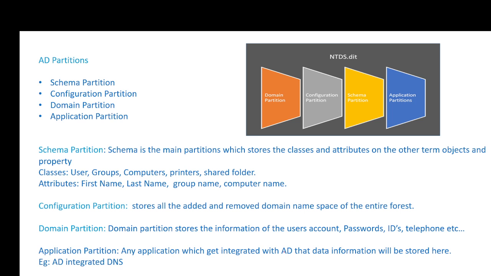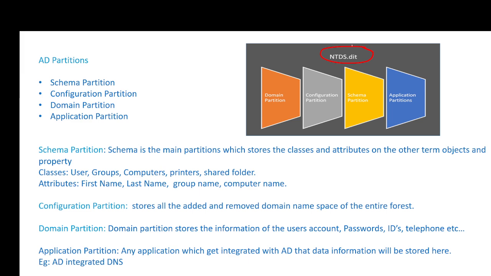Okay. See, Active Directory database name, we call it as ntds.dit. You can see here, this ntds.dit is the Active Directory database name. If somebody asks you what is the name of the Active Directory database, you can tell it is ntds.dit. ntds means New Technology Directory Service, and dit means Directory Information Tree.